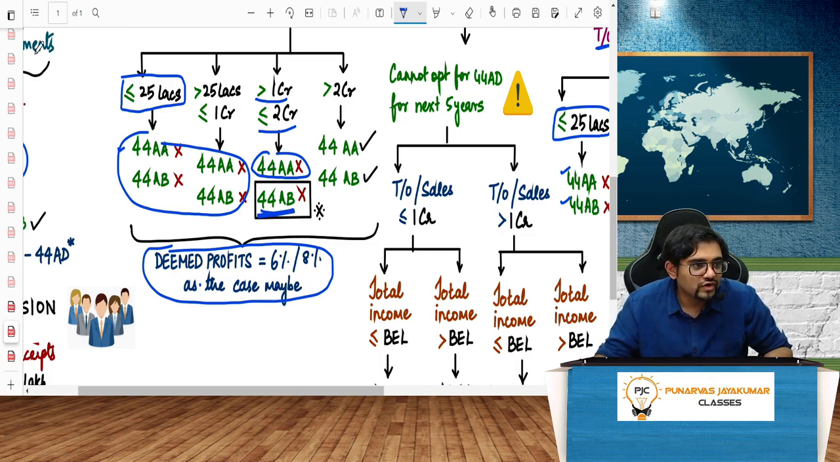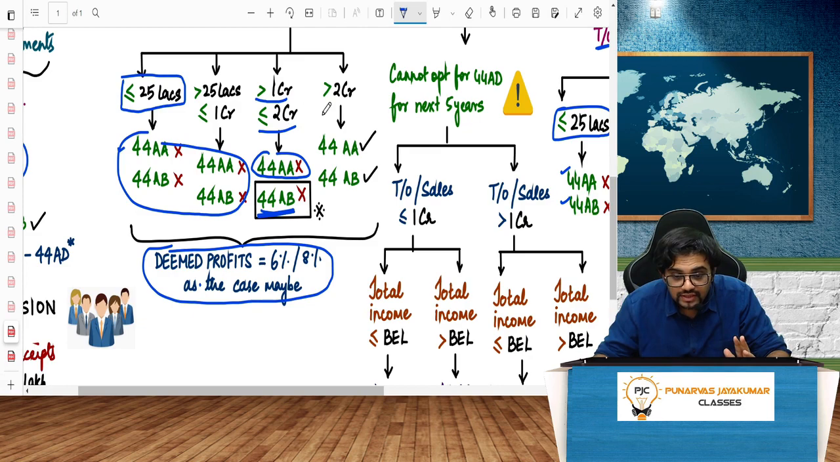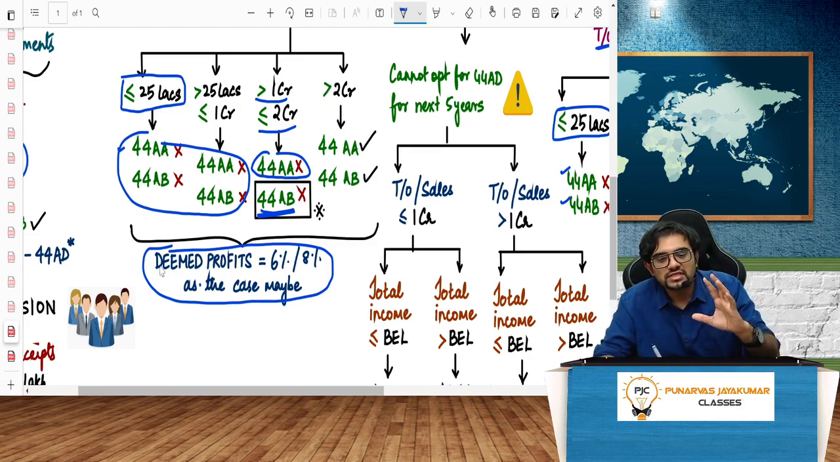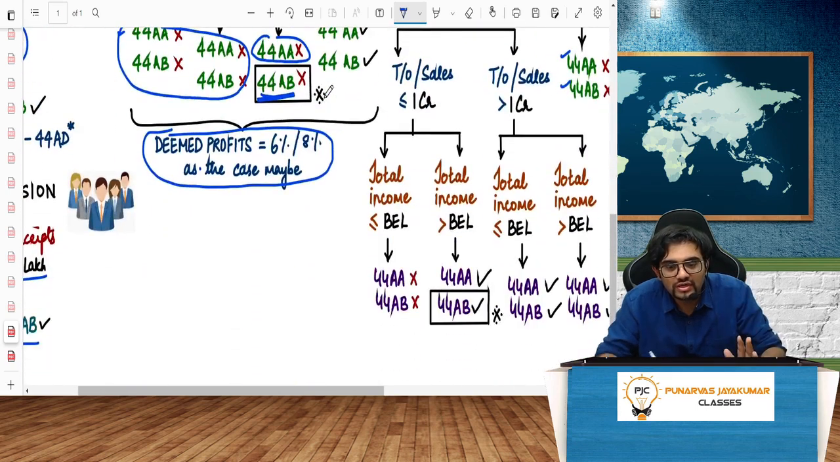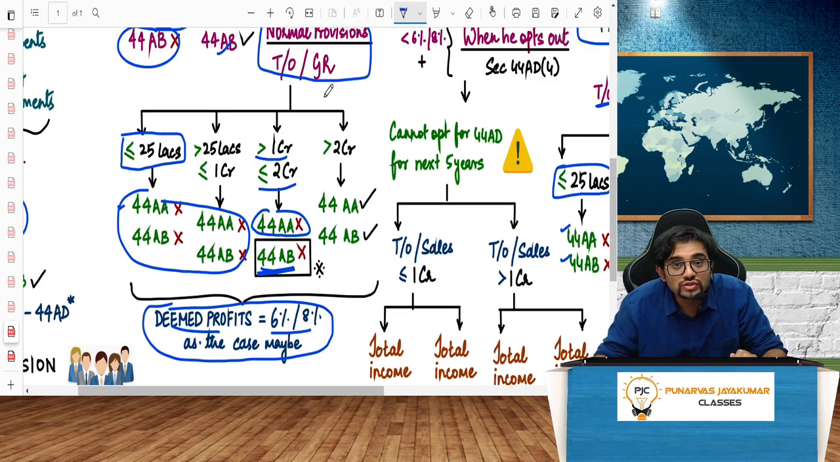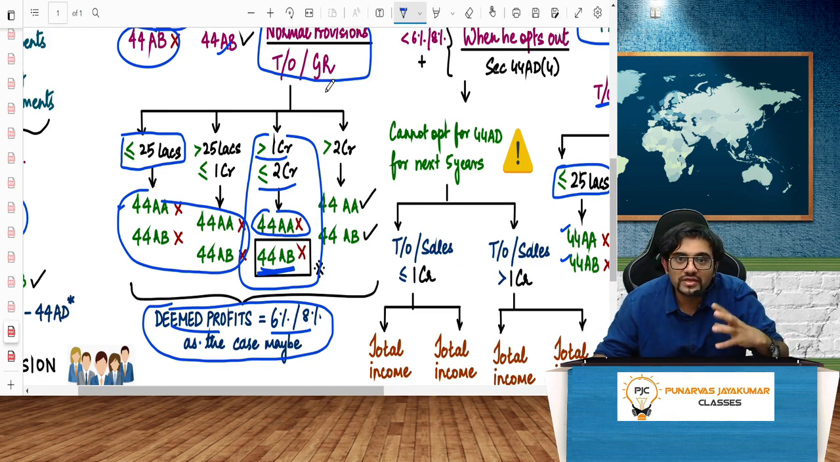Why? Because for 44AB, there is a slight amendment. So what is the amendment, guys? Again, hear me out, please. You should have gone through 44AD. Means your deemed profits must be 6% or 8% as the case may be. And your turnover happens to be, now this is very, very important, more than 1 crore, less than or equal to 2 crore. Should I maintain the accounts and audit was the question. Anything more than 1 crore, you have to maintain, right? But here I am actually opting for 44AD.